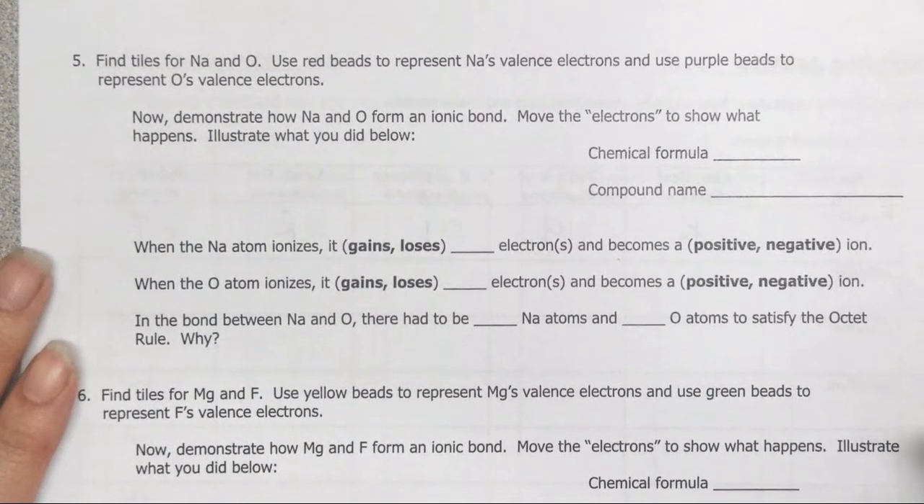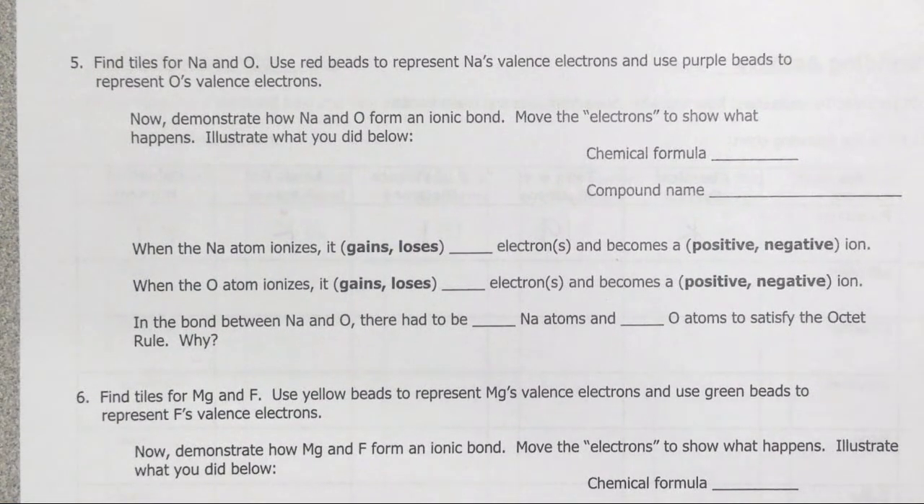Number 5, it says to find the tiles for Na and O. However, I don't have the tiles and the pom-poms that go, or the beads that go with this activity, so we're just going to have to rock and roll with it and just draw it out ourselves.